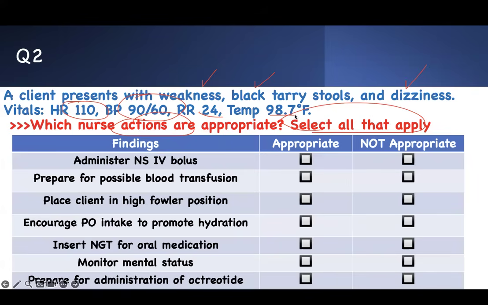If you have nausea, you get an antiemetic. If you're bleeding, you get blood. Don't make GI pathology difficult. Well, the patient is dizzy, hypotensive, tachycardic, and in shock. We're going to give him IV fluid. Patient is dizzy with black tarry stool, so I will prepare for blood transfusion.